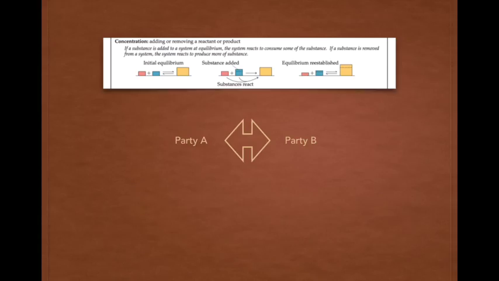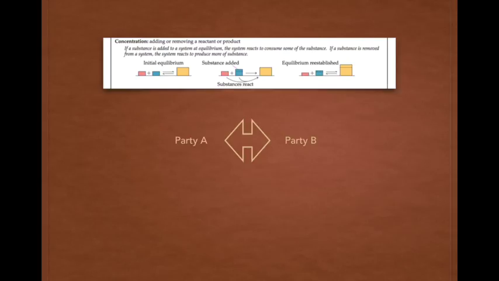So the first change we're going to look at is actually concentration. Now, if you look here, this is a nice review. I'm going to give it to you in chemistry terms, and then I'm going to give you a real-world example to make it make more sense. So for concentration, if you add a substance to a system that's at equilibrium, then the system is going to react in order to consume some of that substance in order to reestablish equilibrium.